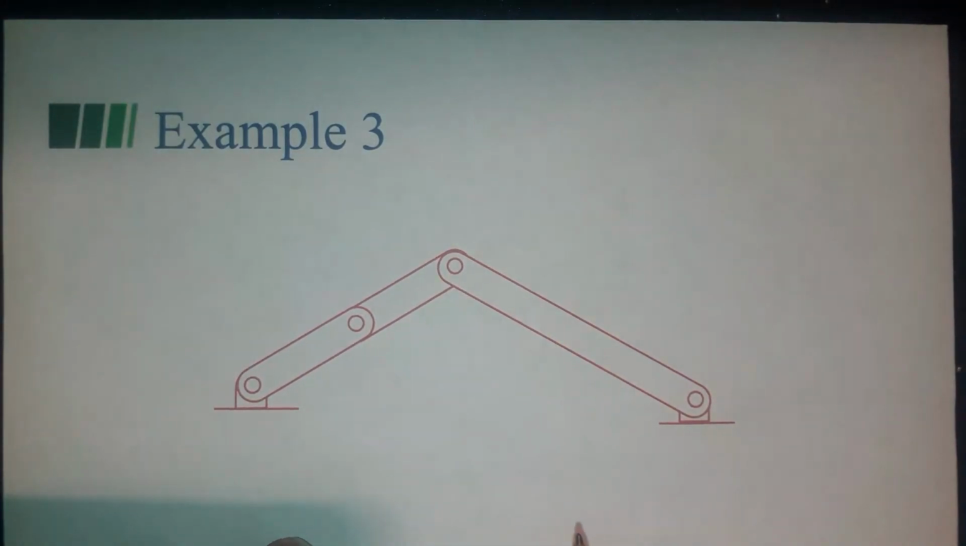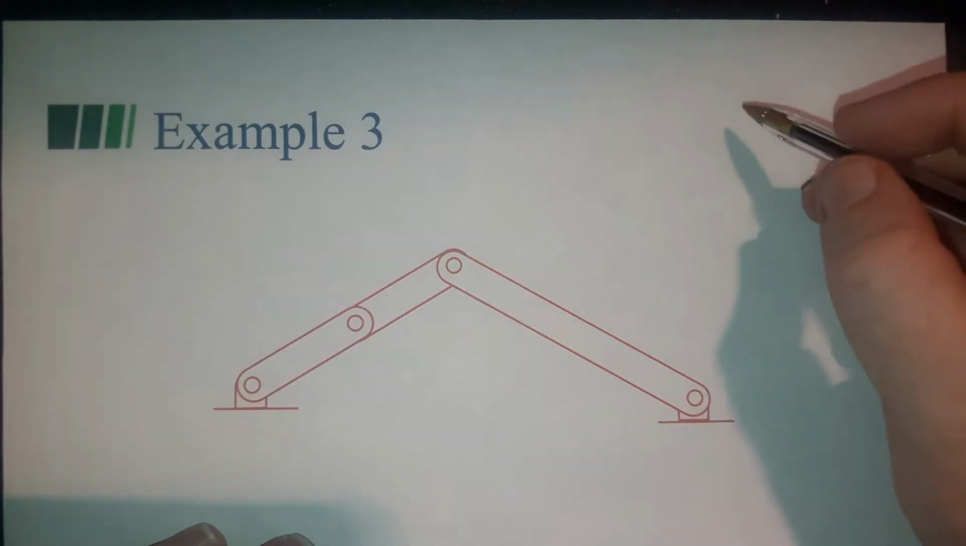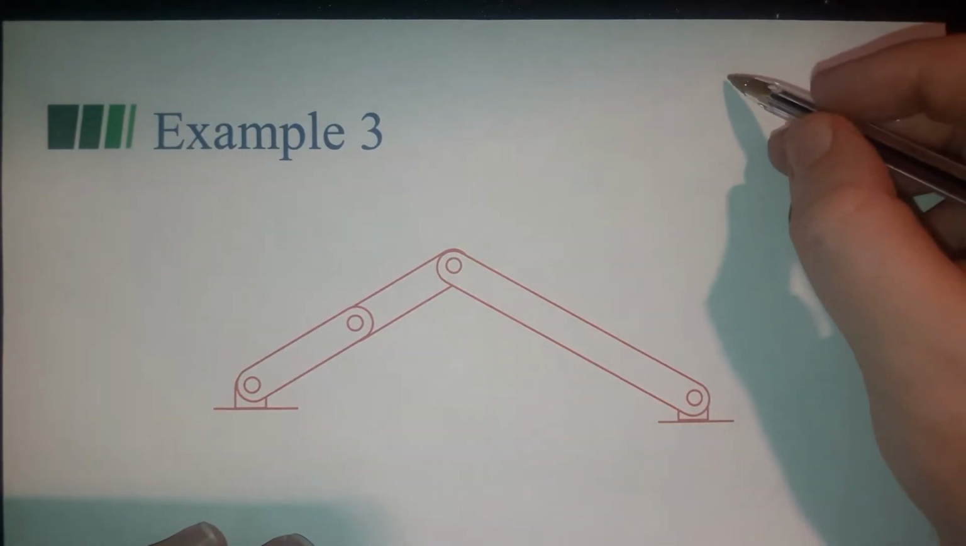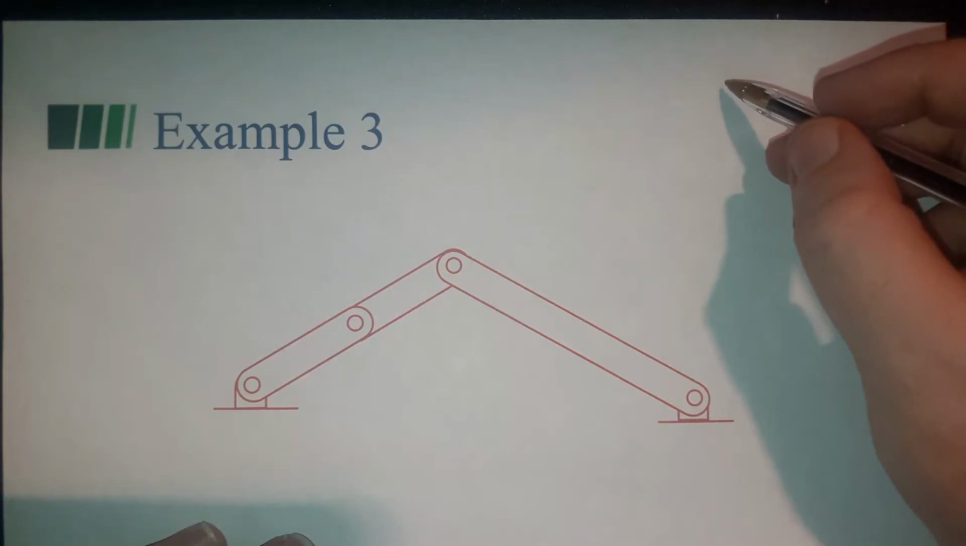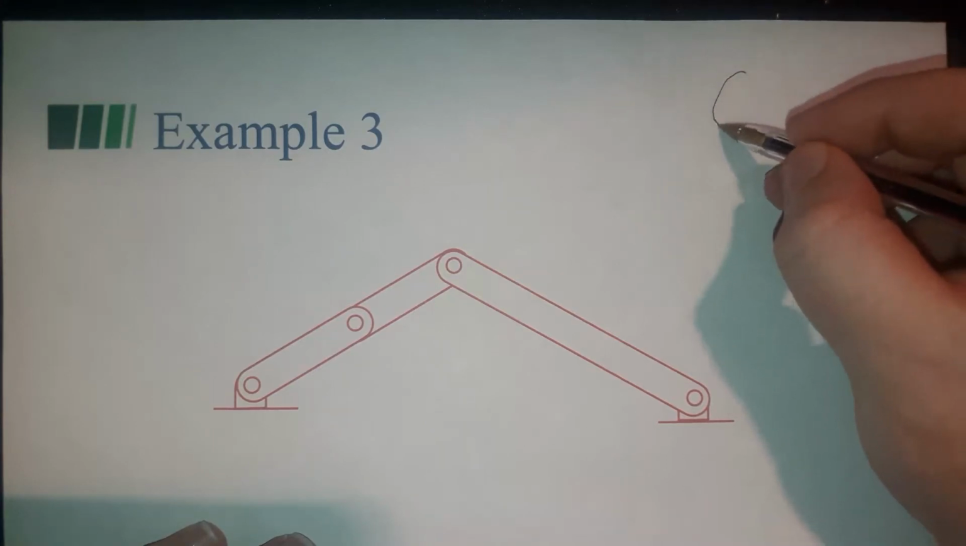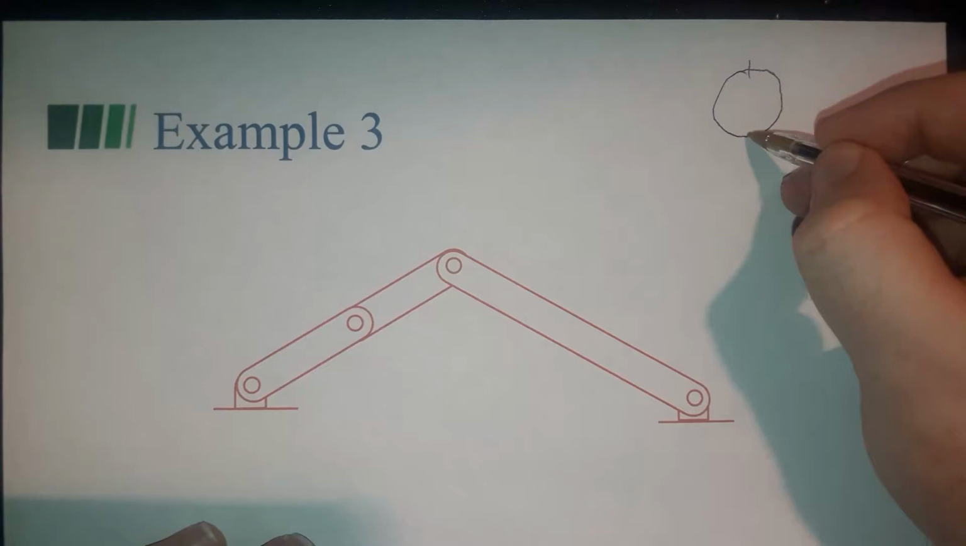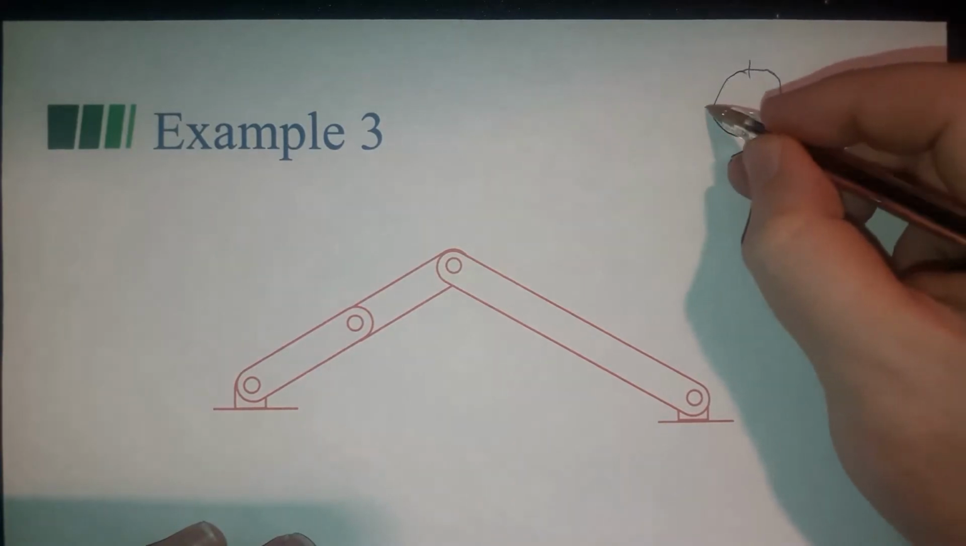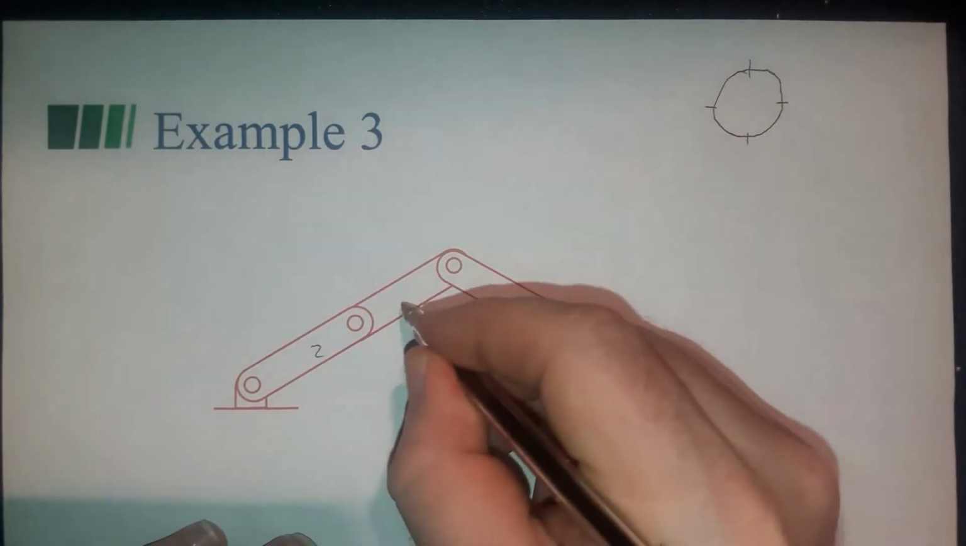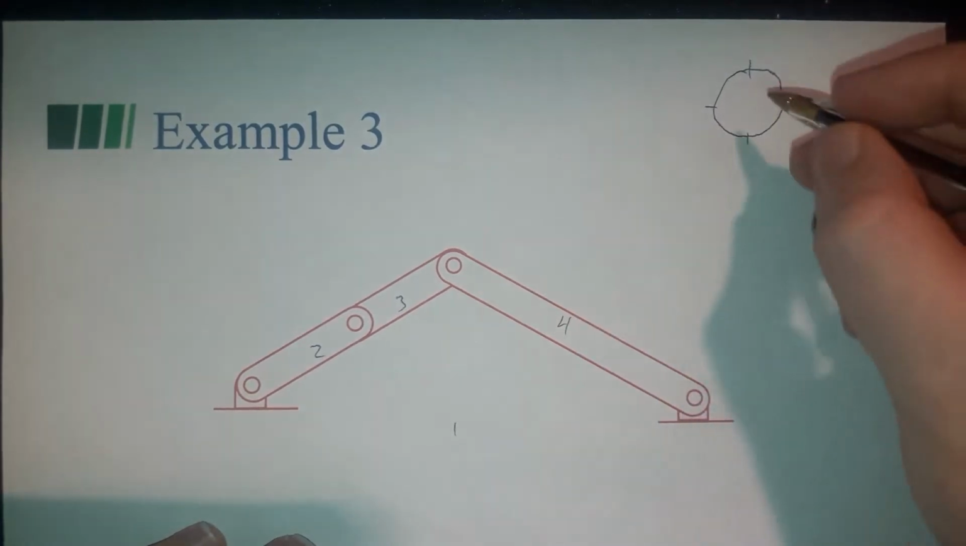In this next example, I'm going to look at a 4-bar, and this has a lot of the same elements as some of the ones we've looked at before, but I picked this problem because where the instant centers land is interesting. And so I have, as I said, it's a 4-bar, so I have 4 links.